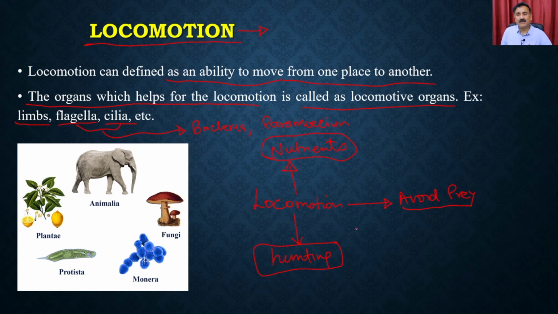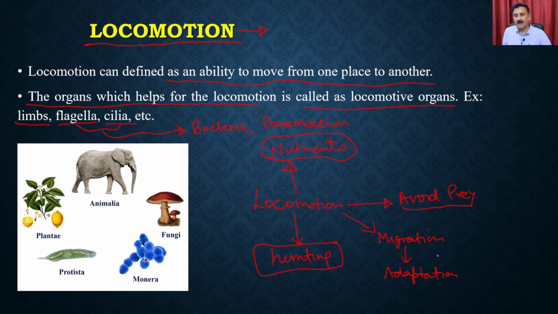Locomotion is also used for migration of organisms from one location to another location. So, locomotion is also required for migration. That is how it helps the organism with better adaptation.